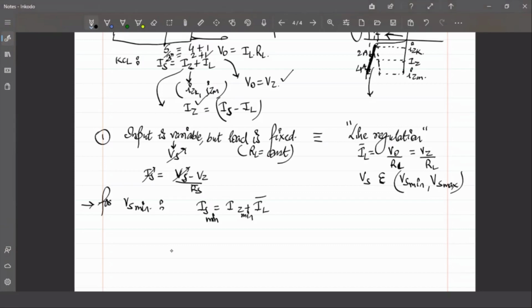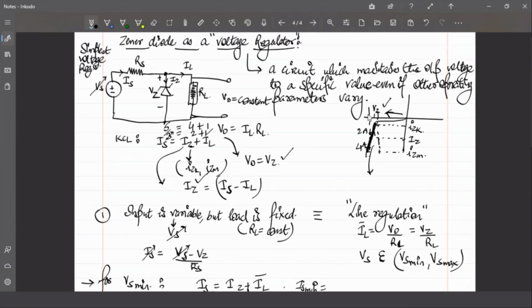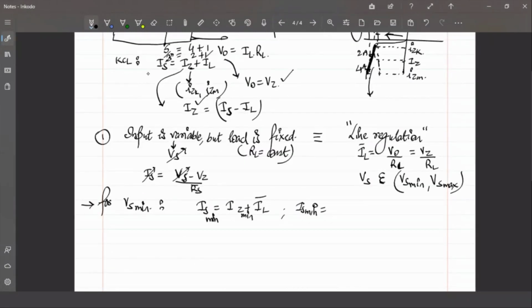And in that particular case, what is Is minimum? Still we assume that this is in the regulation mode. If it is in the regulation mode, then the output voltage here is Vz, isn't it? So Vs minus Is into R is equal to Vz. So I can say Is minimum is equal to Vs minimum minus Vz divided by Rs. Right?